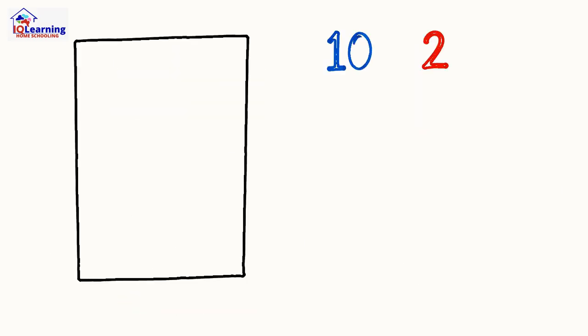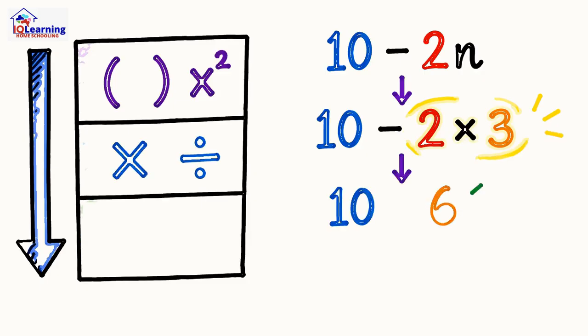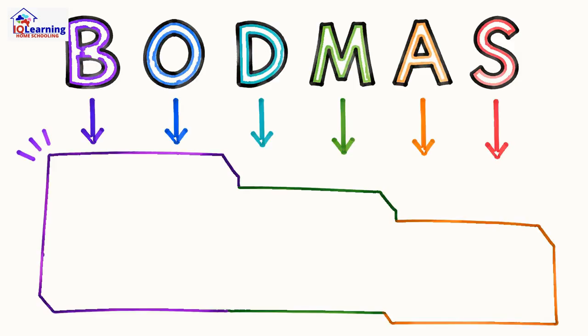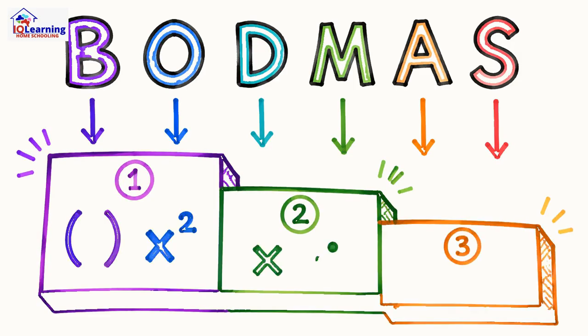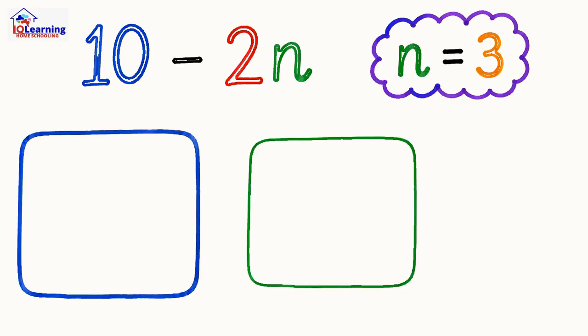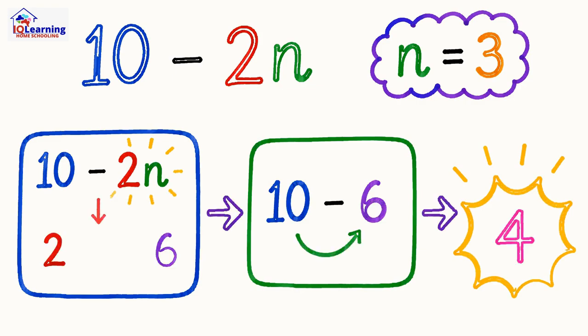The second rule is just as important. After you substitute, always follow the order of operations. You probably know it as BODMAS or PEMDAS. Brackets and powers come first, then multiplication and division, and finally addition and subtraction. For example, to solve 10 minus 2n when n is 3, you first multiply 2 by 3 to get 6, and then you do the subtraction. 10 minus 6 equals 4.